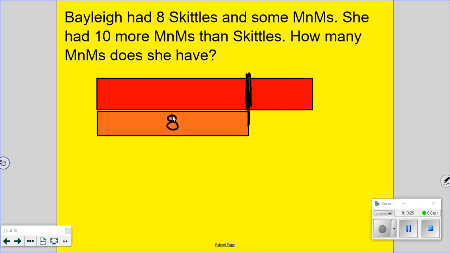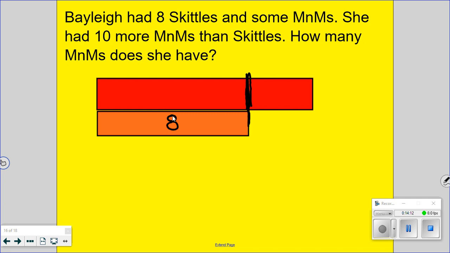So, I already know that 8 Skittles is here. Would it make sense for me to write 10 here? No, because we already talked about how this section and this section were equal. So 10 is not going to go here. Where are those 10 more going to go? Emma, I see you pointing to this space right here. Why are you pointing to this space? Emma was pointing over here. Why do you think she chose this space to be the 10 more?